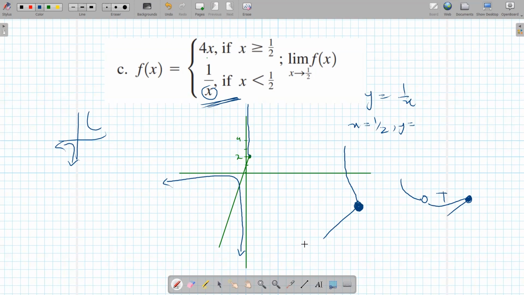What this means is at 1 over 2, the function is continuous. Even though this one had an open circle, at the same y value, the other guy has a closed circle. So it's going to fill up this gap here. So at 1 over 2, the function is continuous. Okay? So tell me, what's the limit when x is 1 over 2?